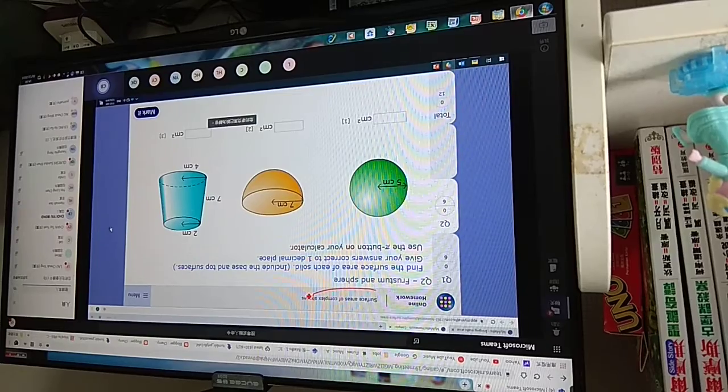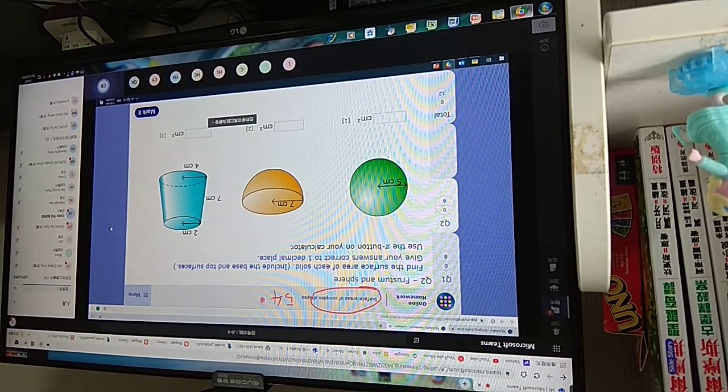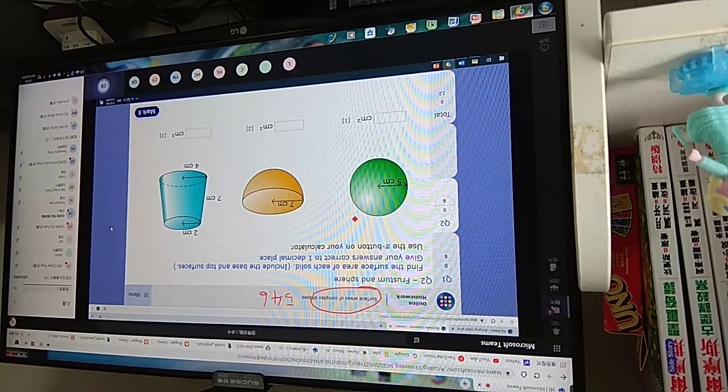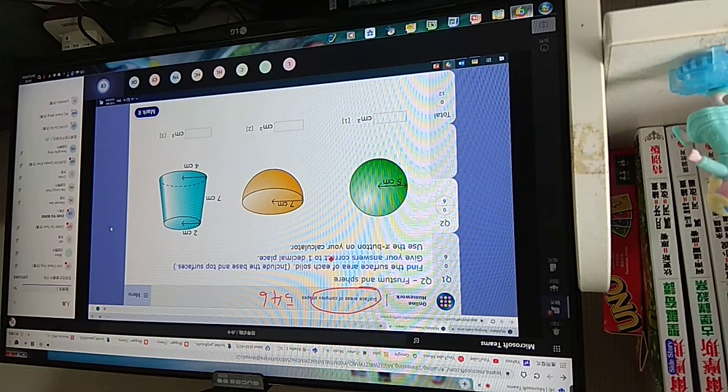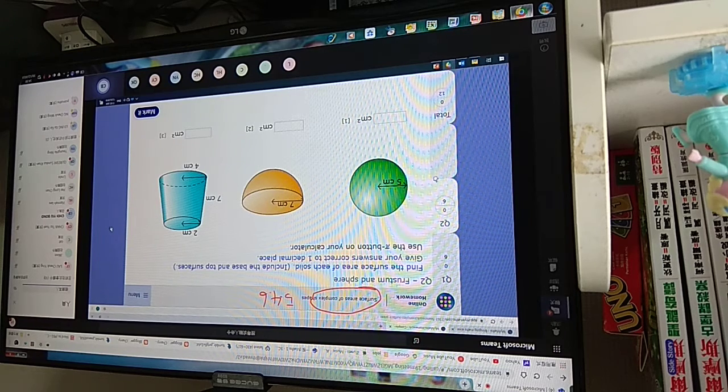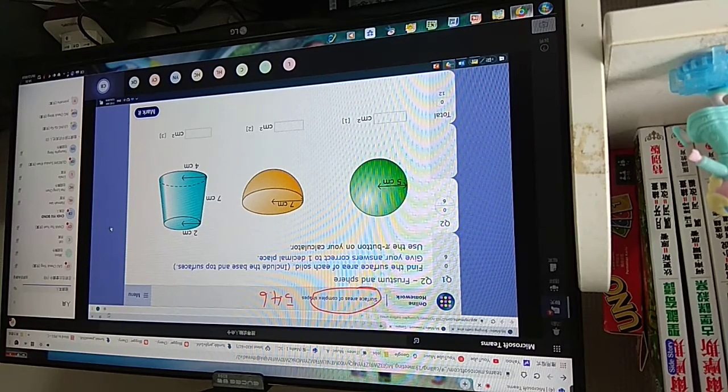Okay, here we are still looking at 5.4.6. Now we want to calculate the total surface area of different solids. The first solid is the sphere. Similarly, we have a formula. For this one, if my memory is correct, but I have to verify my memory. Yeah, my memory is correct.